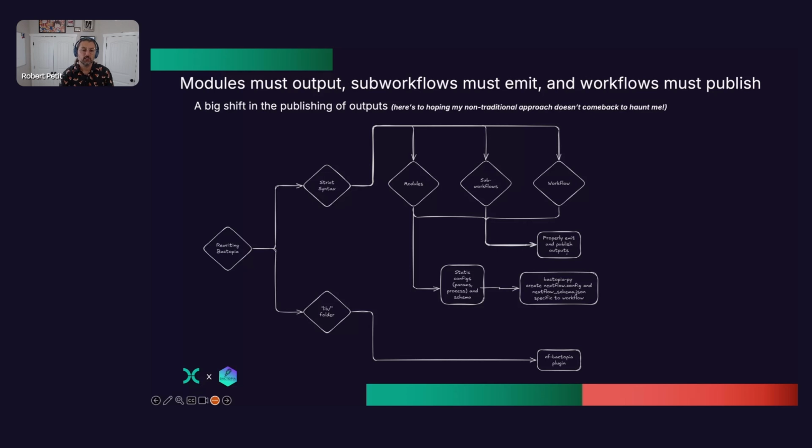Next up were the outputs. Previously, I made use of a custom save as function to publish files with published year within each module. Now publishing happens at the entry workflow. So this meant making sure all modules were outputting everything they should, and the subworkflows were emitting everything they should, so that the workflows could publish everything that they should.